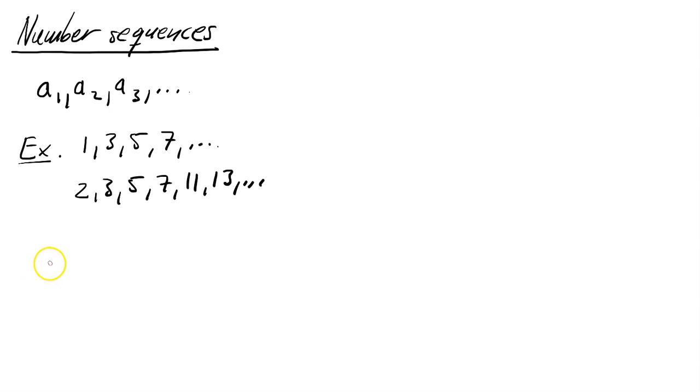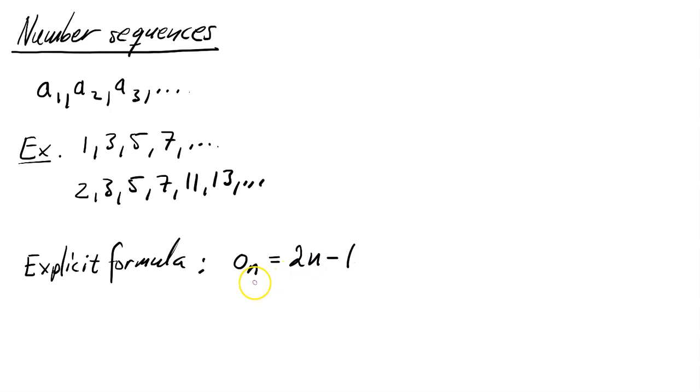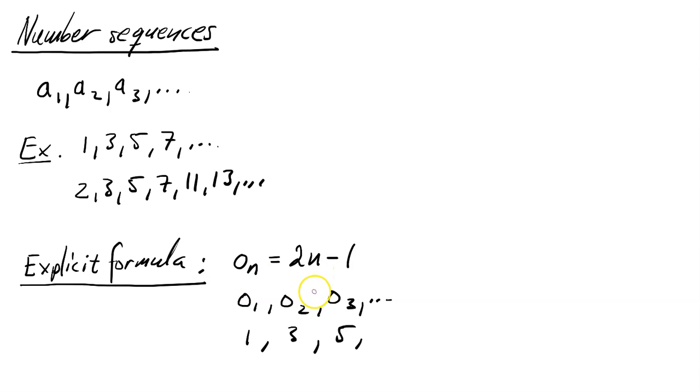You can give a number sequence also, for example, with an explicit formula. For example, the nth odd number can be given by this formula. So if you put n equal to 1, 2 times 1 minus 1 is 1, and then put 2, then we have 2 times 2 is 4 minus 1, that's 3. So you get all the odd numbers just plugging into this explicit formula. So you have 1, 2, 3, and this is 1, 3, 5, and so on. So that's an explicit formula giving you the number sequence.